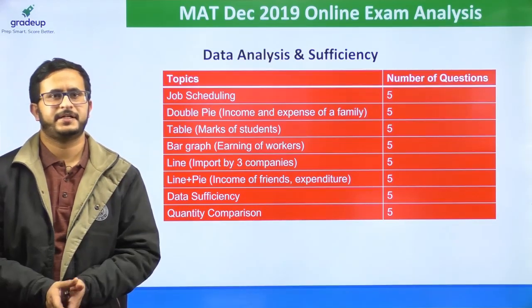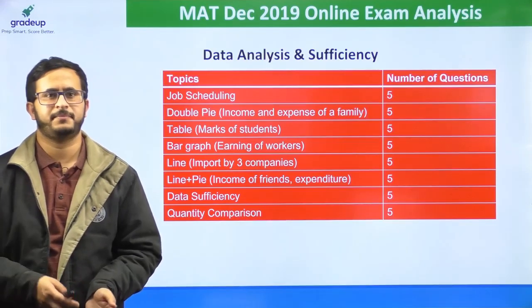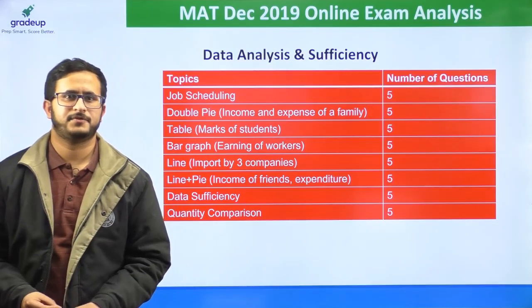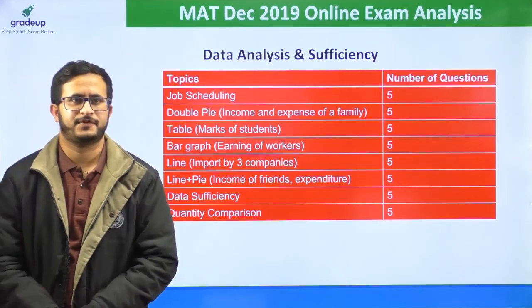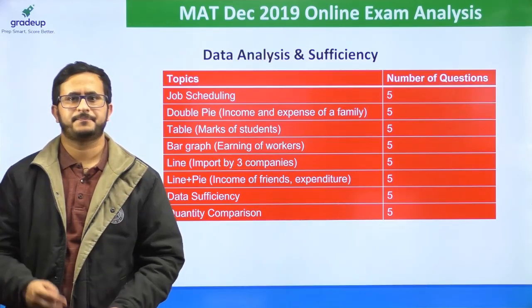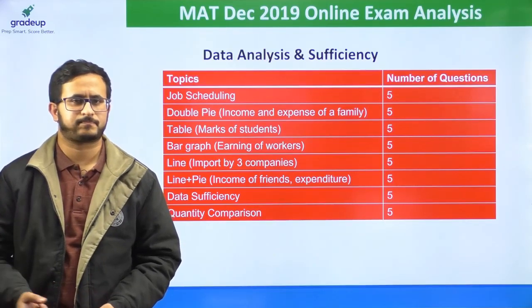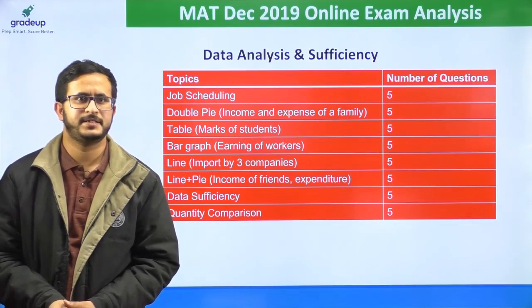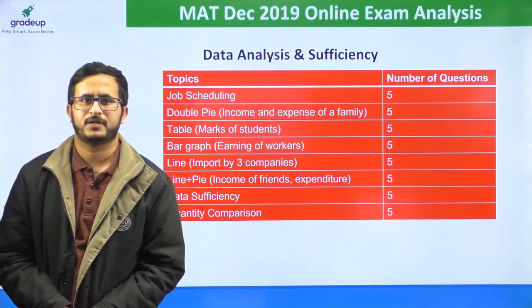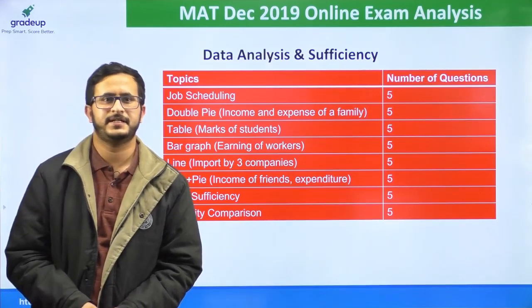One pie chart had incomes of different members of the family, and then there was a pie chart of expenses of the family. Then there was a table on marks of students. It was again an easy one. There was a bar graph on earning of workers, again an easy set.